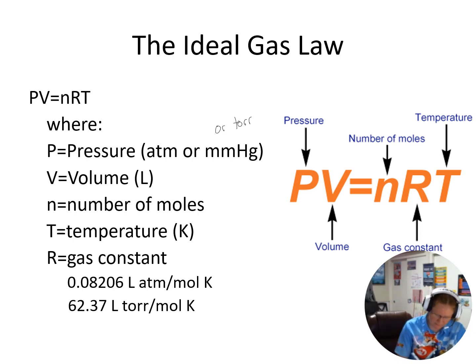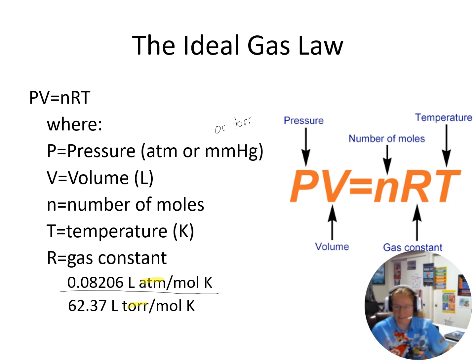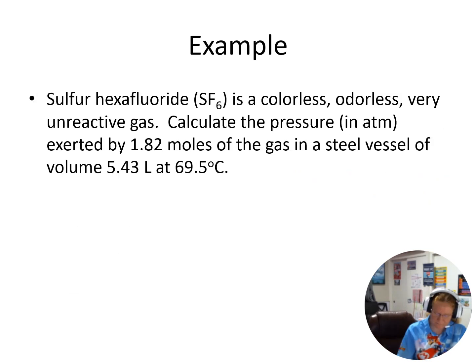And then we have 2 different gas constants. We have one gas constant if our pressure is in atmospheres, and we have the other gas constant if we're in terms of torr or millimeters of mercury. And so when you're solving these problems, you need to look at what unit your pressure's in and use the appropriate gas constant. So let's try one.